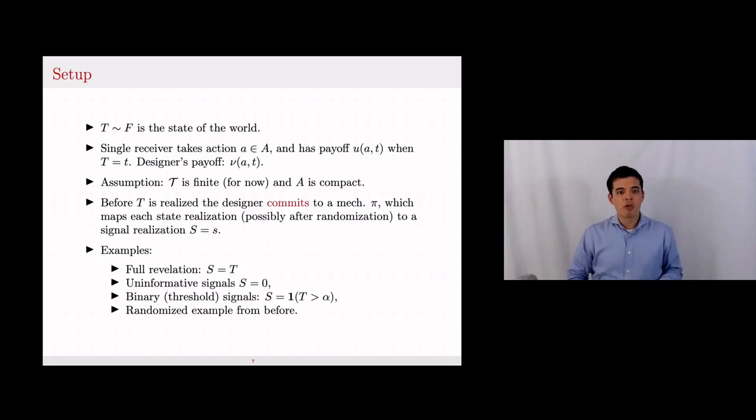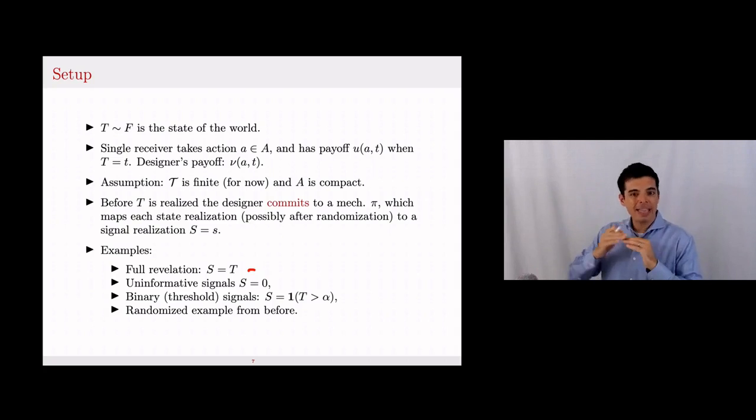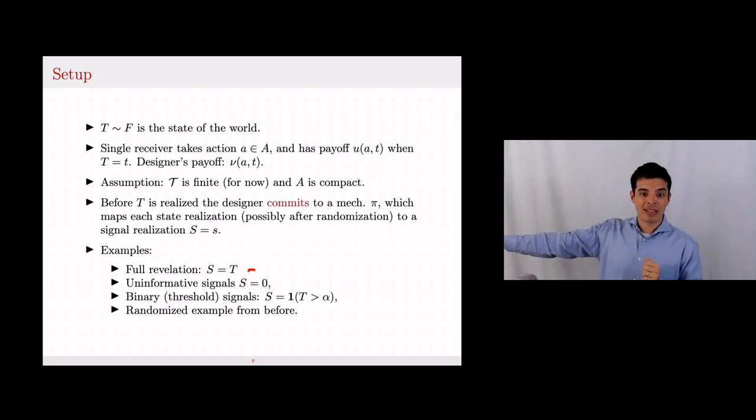What are some examples of mechanisms? What are some examples of these mappings from the states to possible signal realizations? Well, we already have seen a few. Let's go over them quickly. The first example is just the full revelation mechanism. I can commit to a mechanism where the signal is equal to the state, where the signal exactly reveals what the state realization is. So the designer can commit to such a mechanism, and when the state is realized, the designer can go ahead and share the realization of the state exactly with the receiver.